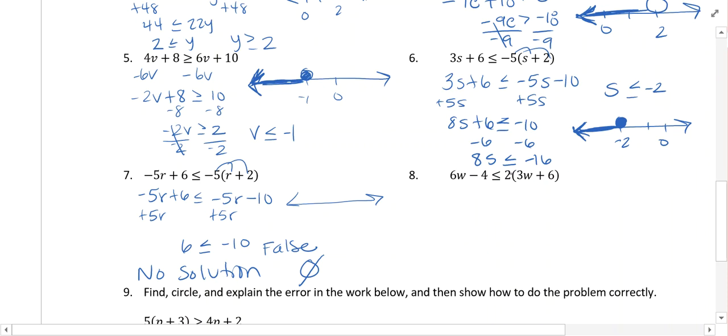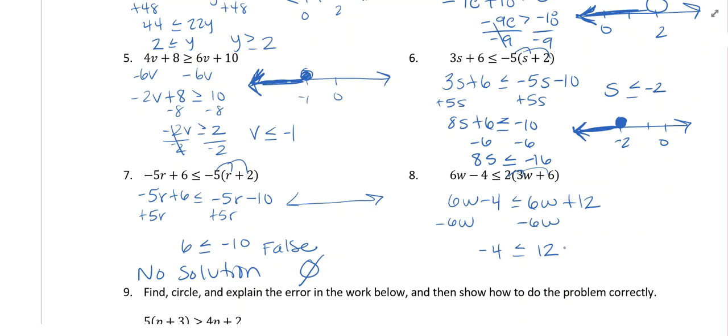Alright, for number 8, the first thing I need to do is distribute my 2. And I'm going to subtract 6w. What do we notice that happens again? My variable cancels. So, is negative 4 less than or equal to 12? Yes, that is true. So that's a true statement. So if the variables cancel and I end up with a true statement, what kind of solutions do I have? I have infinitely many solutions.